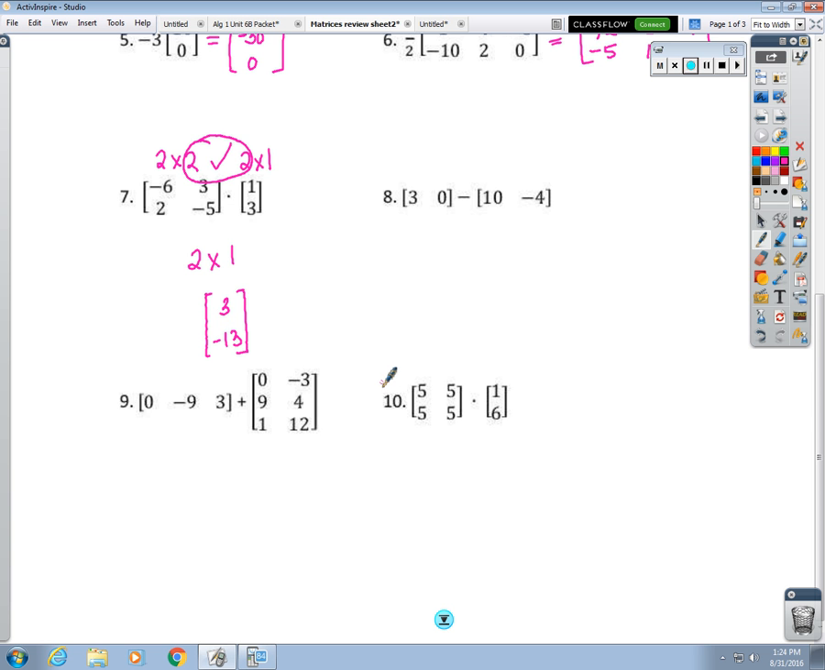Okay, what does number 8 want you to do? Subtract. What did I teach you when I was talking about subtracting matrices? Well, first of all, can these be subtracted? Yes, because both of them are what? They're identical. They're both 1 by 2s. What's the special name for that type of matrix? A row matrix, because they have 1 row. Since they're both 1 by 2s, our answer will also be a 1 by 2.